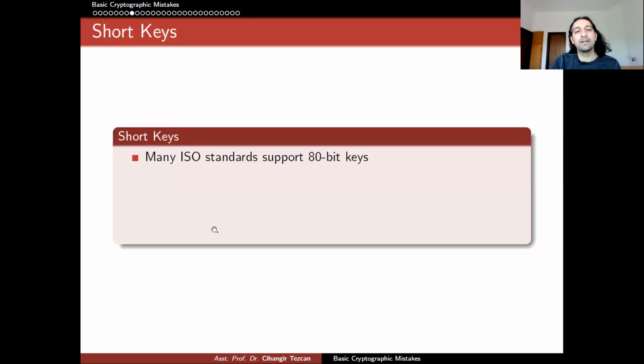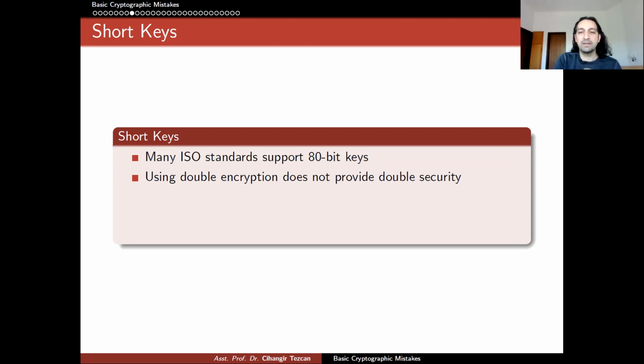So there are many ISO standards that support 80-bit secret keys. And moreover, some people think that if you use double encryption, we double the security. For instance, since a single DES is not secure, let's perform the encryption operation again, but this time using a different secret key.